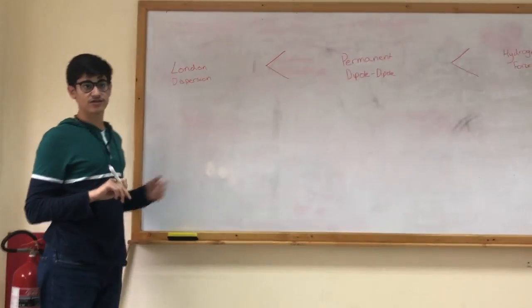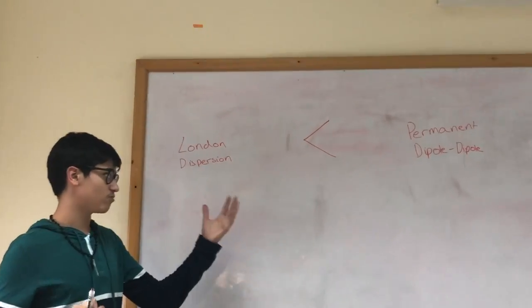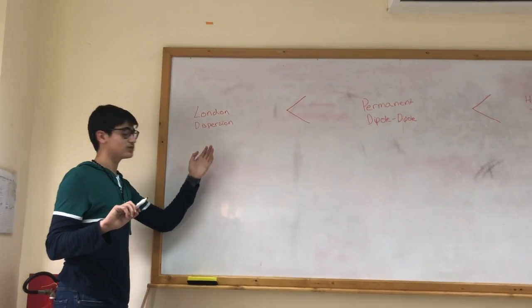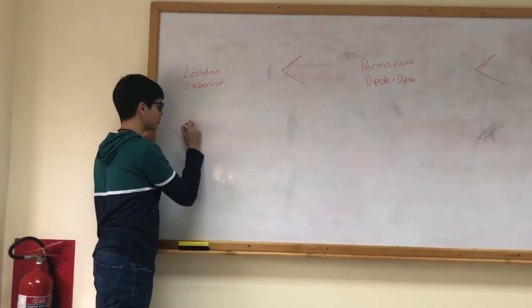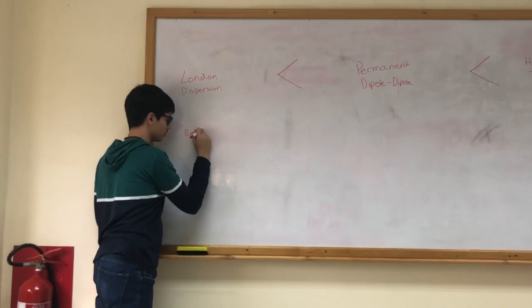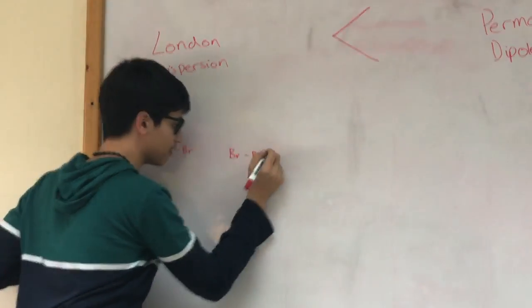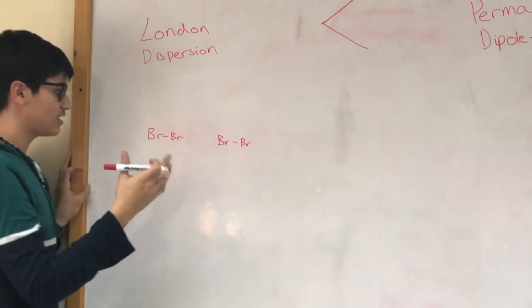So now we'll be moving on to intermolecular forces, also known as the van der Waals forces. The weakest one, as you can see, is the London dispersion force. This also tends to be the most common. For example, in Br2, the only thing holding these two covalent molecules together is an induced dipole.